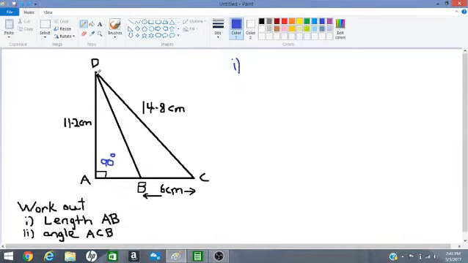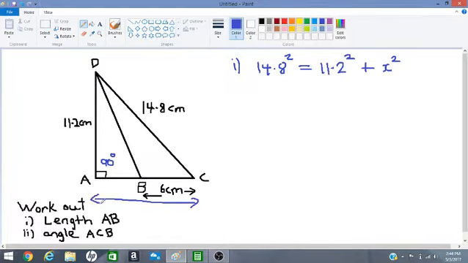And let us recognize this right angle triangle in blue, and let us remember immediately that Pythagoras' theorem applies to this right angle triangle. So the square of the hypotenuse, 14.8 squared, is equal to the sum of the squares of the other two sides. So 11.2 squared plus x squared. Let us call this long side here from A to C, let us call it x, an unknown.